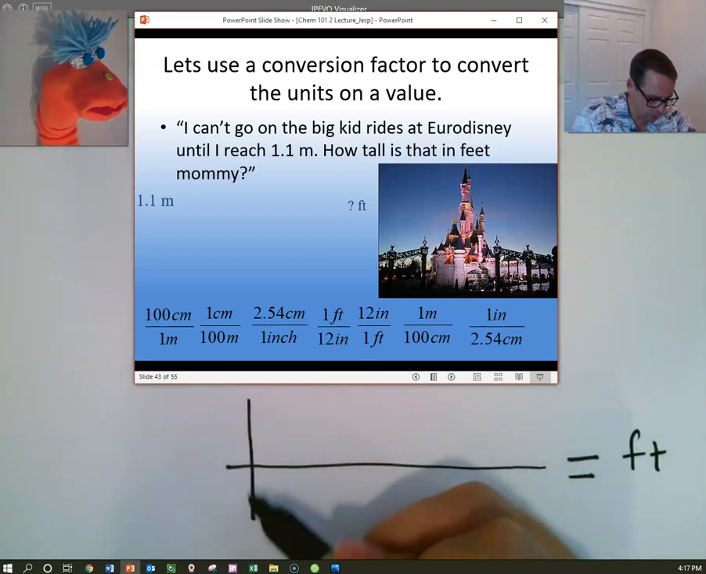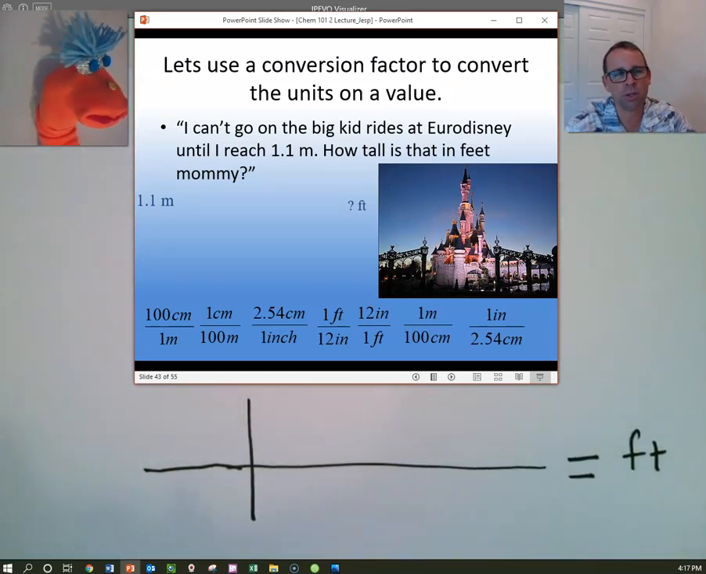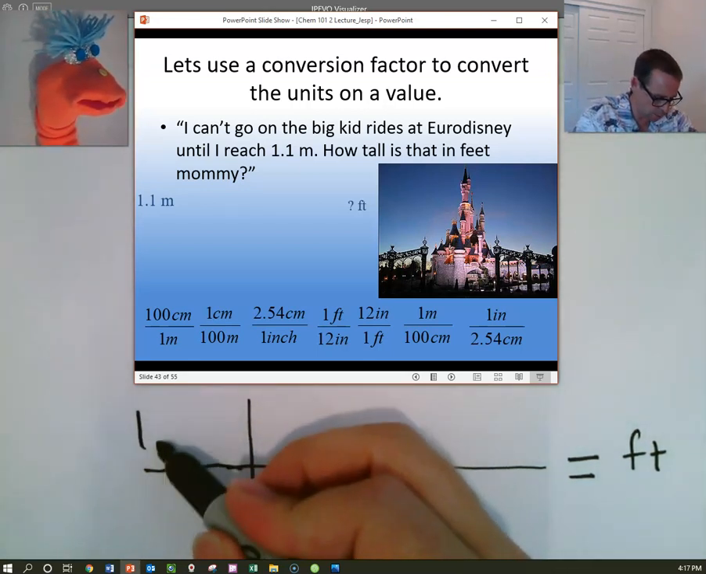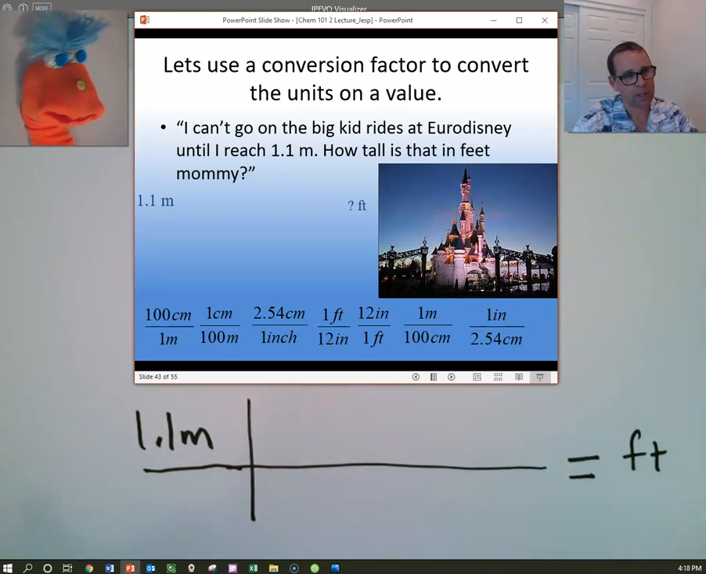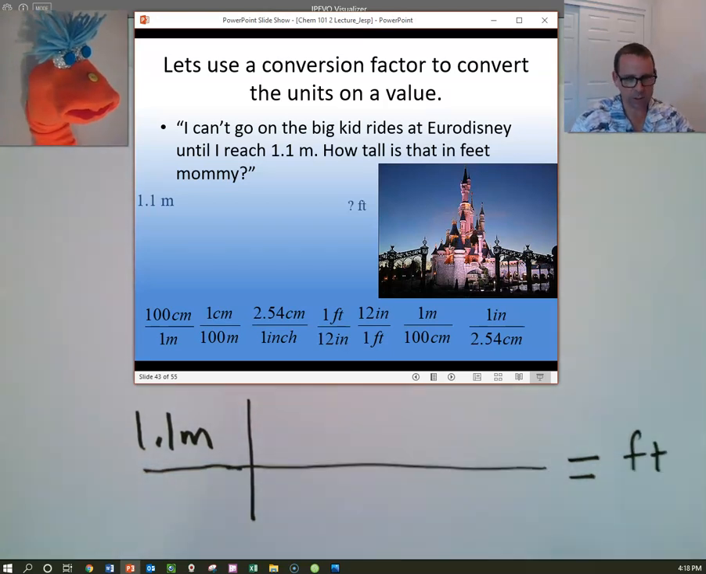Now I go over here to the left. And at the top left, I start with the units that they give me. What units do they give you to start off with? Meters. We start with meters. That's right. 1.1 meters. So I write 1.1 meters. And then I use conversion factors to convert my meters to feet.